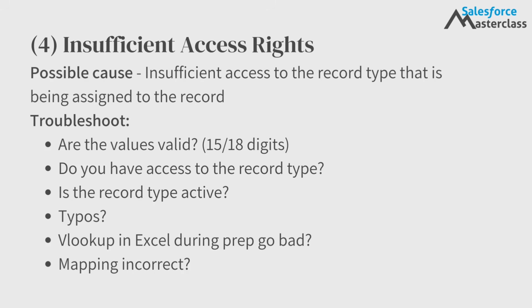When your source file has a bunch of lookup relationships and IDs, it can get pretty time consuming to go field by field. So start by confirming that the record type IDs of the main object of the load are valid. Even better, if you're not using record type IDs, you can immediately rule that out as being a potential problem. But if you are using record type IDs, do they have the right number of digits? Are there typos? Did you mess up a VLOOKUP during data prep? Does your source file have valid data, but you're not mapping it correctly? All of these are things that you can troubleshoot on the record type ID field.